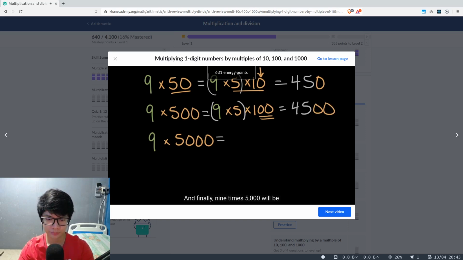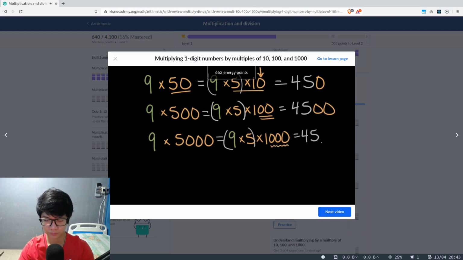And finally, 9 times 5,000 will be 9 times 5 times 1,000, because 5,000 is 5 thousands, or 1,000 5 times. Working across, 9 times 5 is 45. And this time we add 3 zeros. So 45,000. So when we multiply each of these expressions, we can see the only thing that changed was the number of zeros on the end.